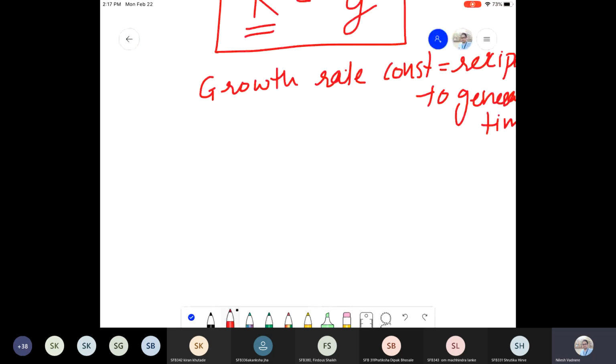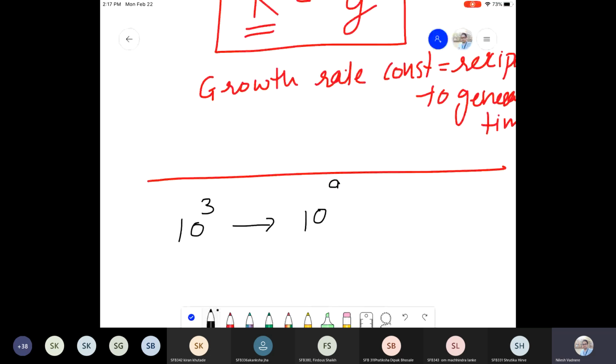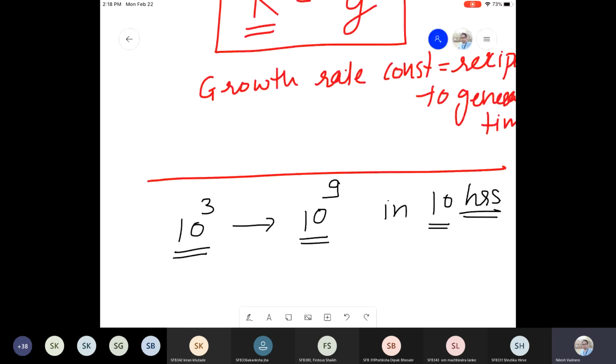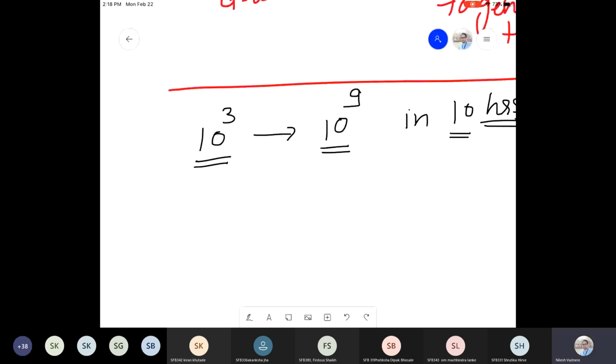a bacterial population increases from 10 raised to 3 to 10 raised to 9 cells in 10 hours. Bacterial cells increase from 10 raised to 3 cells to 10 raised to 9 cells in 10 hours. So what is the generation time? करोगे आप, अटेम्प्ट करोगे?